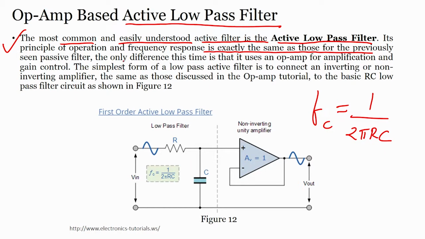The only difference this time is that it uses the operational amplifier for amplification and gain control, right. We have seen in the passive filters that you cannot change the gain and it is difficult to tune your passive filters. The second thing we have seen is that it cannot be operated when the frequency is less than 1 megahertz, right.